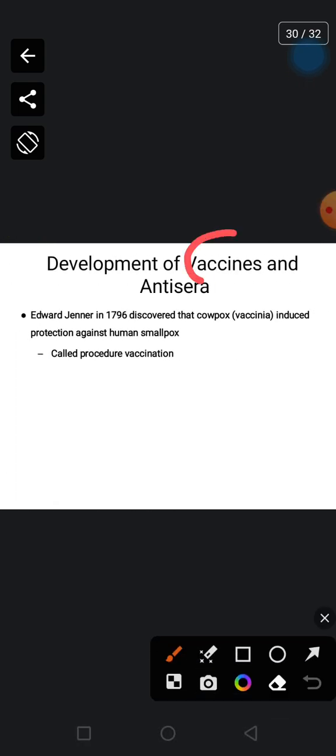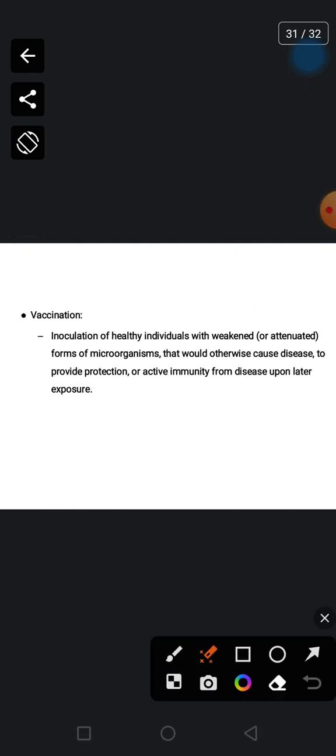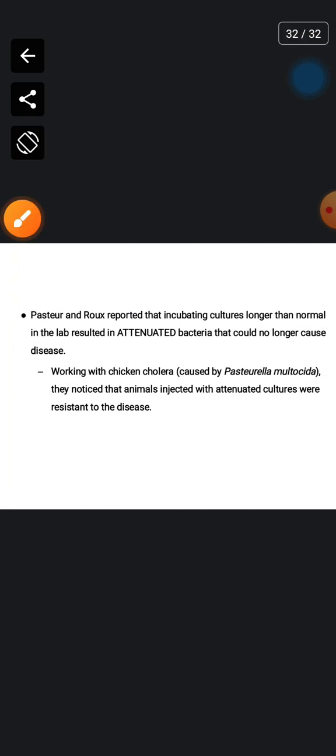Last is the development of vaccines and antisera. Edward Jenner was responsible for it. He introduced the vaccine first for cowpox, and he saw that cowpox and smallpox are interrelated, and he called this whole procedure vaccination. Now, what is vaccination? Vaccination is the inoculation of a healthy individual with a weakened form of microorganism. We prepare a weakened form of the microorganism and inject it into a healthy individual, and we can protect them from this disease by the production of antibodies.